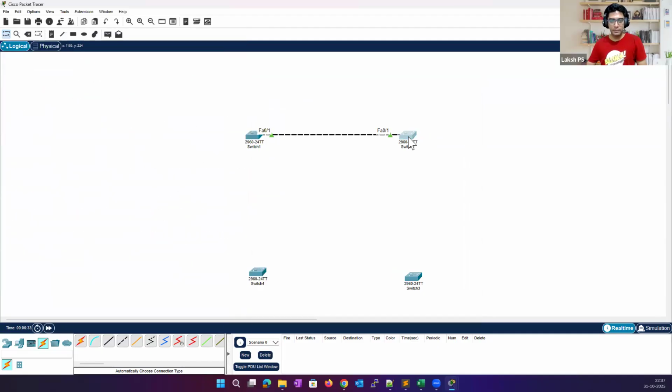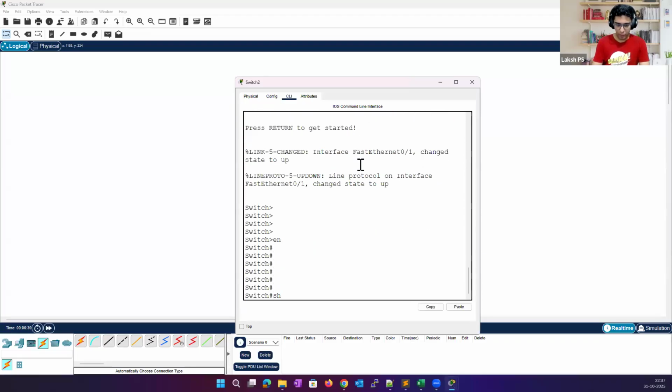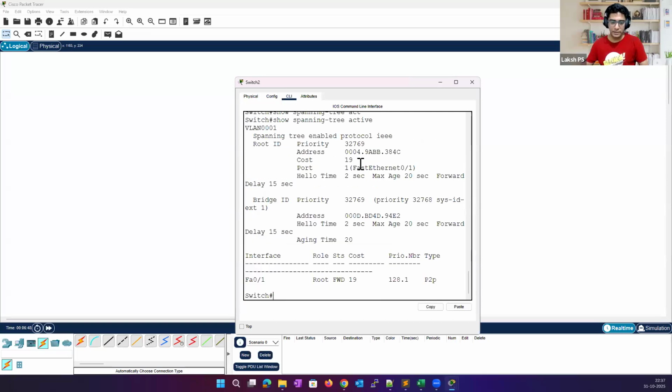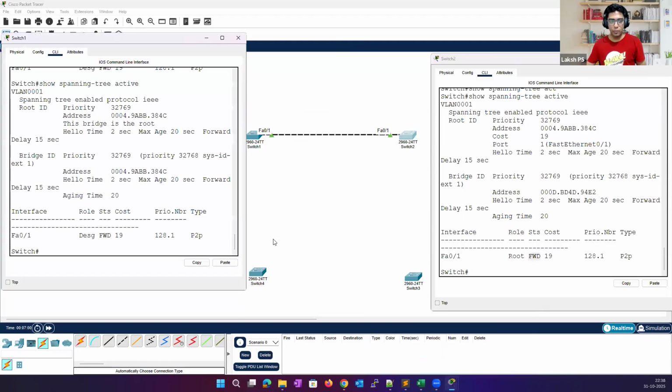Now the same thing we can see on switch number two as well. But obviously 30 seconds has elapsed, so we may not be able to see the transition from disabled to listening to learning, etc. But we'll see a state over here. So you can see on switch number two, fast ethernet 0/1 the role is root and it's in the forwarding state, right? Whereas for switch number one, the fast ethernet 0/1 is a designated port and it's in the forwarding state. Now, my question is, with just these two outputs in hand, can you tell me which is the root switch?